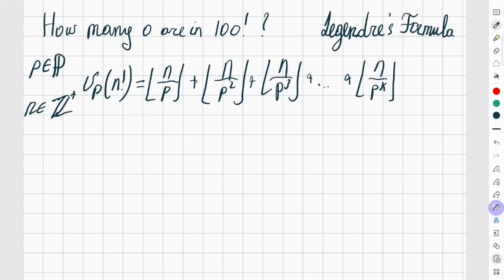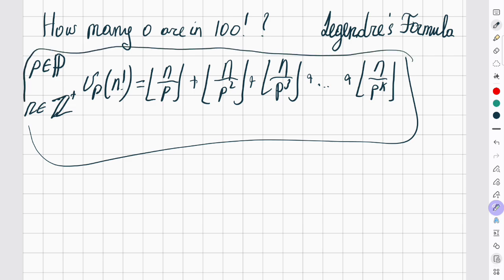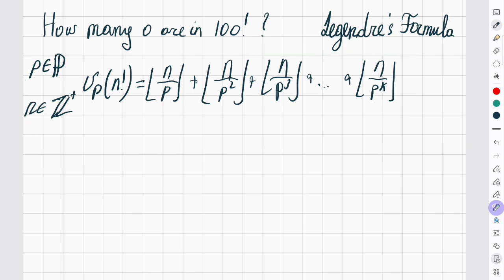Hi everyone. Today we will discuss one of the interesting topics in number theory, which is called Legendre's formula. It is the formula itself here, but let me explain this.